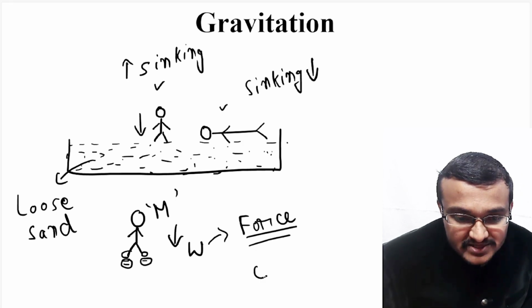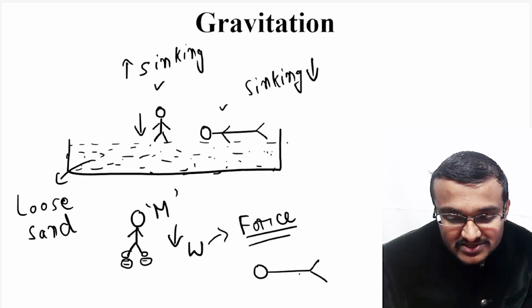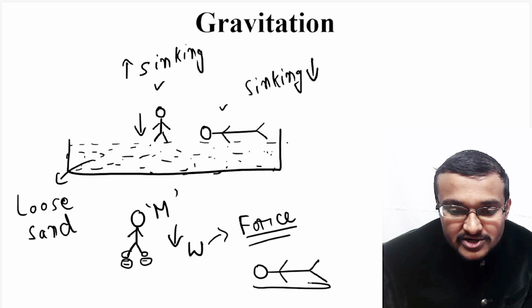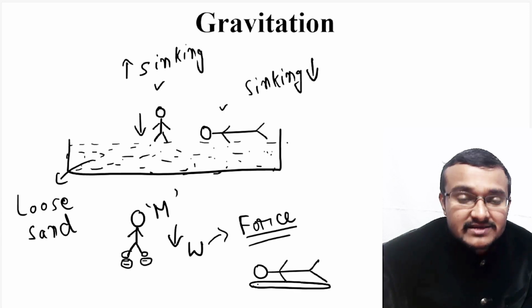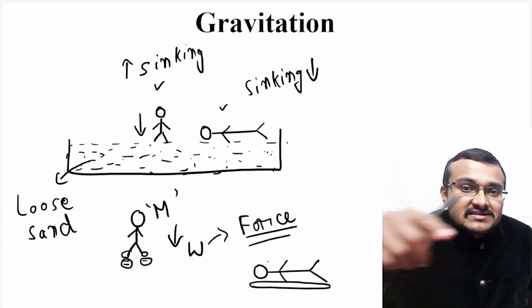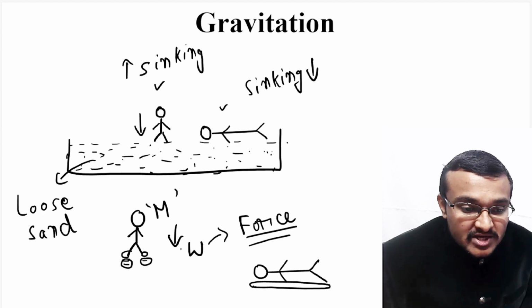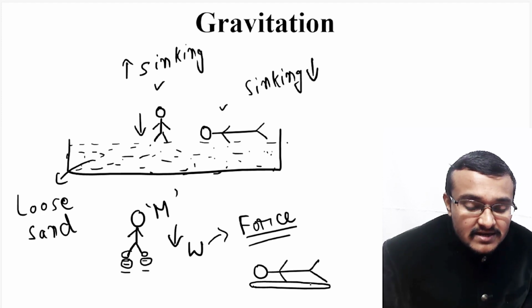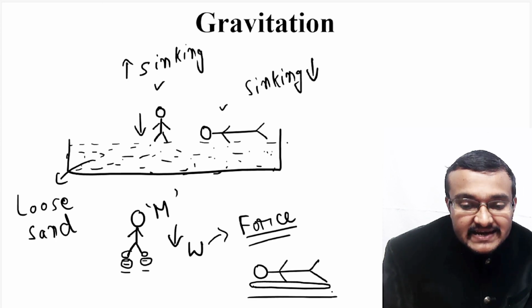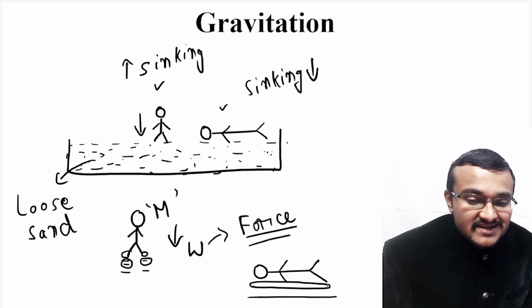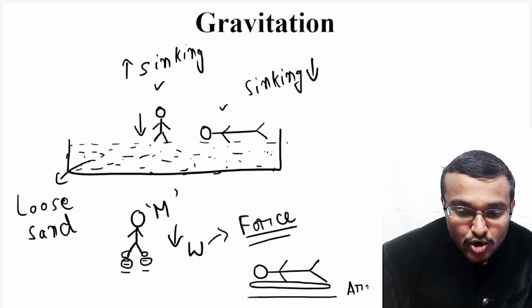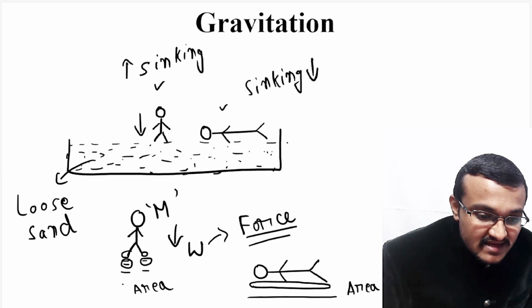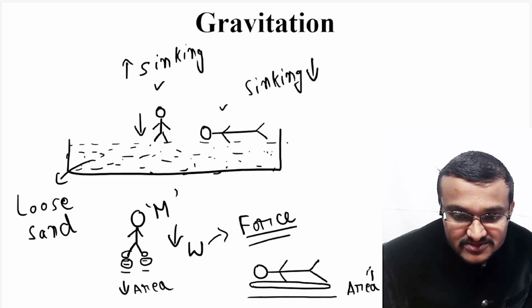Now if the same person is sleeping on the sand like this, lying on this particular sand, then his entire contact between the body and the sand will be considered as the total surface area. Here you can see the surface area of the feet is less compared to the surface area of the entire backside of his body. So here area is more and here area is less.